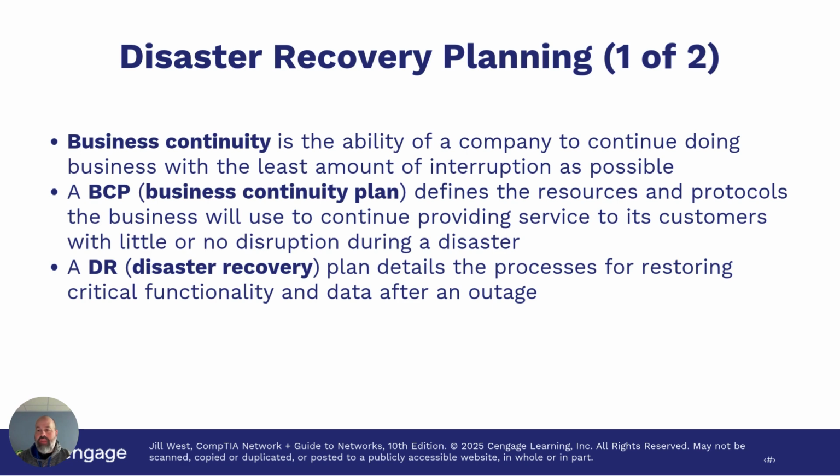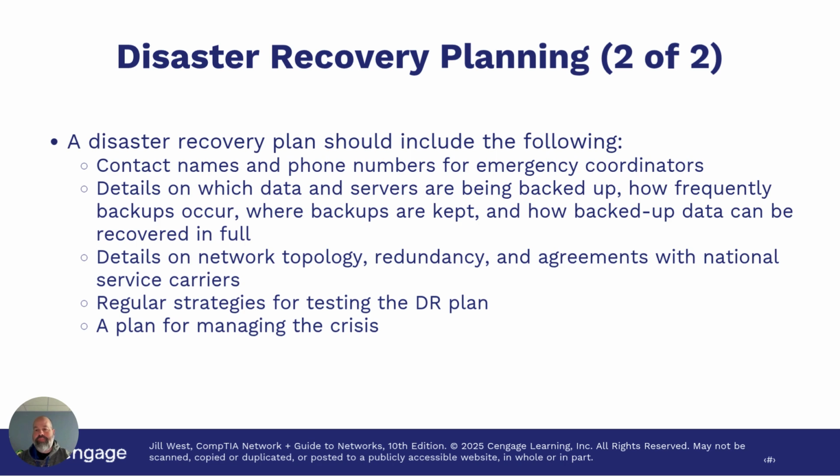Business continuity is continuing to do business with minimal interruption during a disaster. A BCP, a business continuity plan, defines resources and protocols for continuing service to customers with little or no disruption. A DR, a disaster recovery plan, details how to restore critical functionality and data after an outage. Think of the BCP as how do we keep operating and the DR plan as how do we get back to normal. You need both. One keeps you alive during the disaster, the other one brings you back to health afterwards.